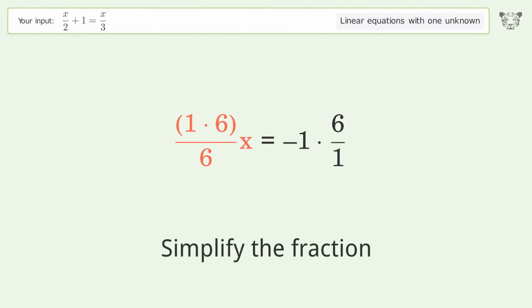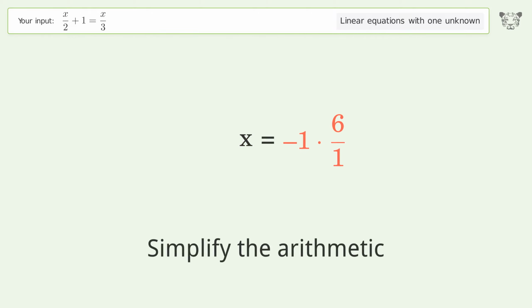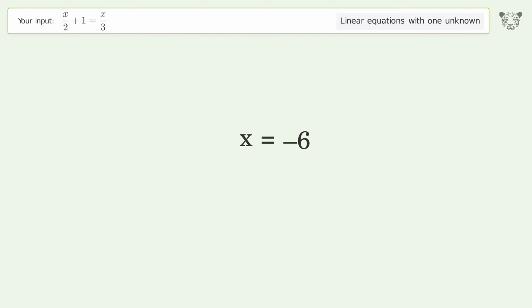Simplify the fraction. Simplify the arithmetic. And so the final result is x equals -6.